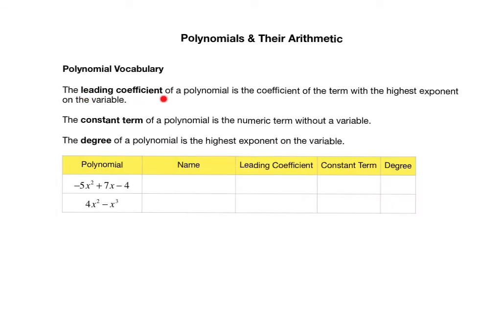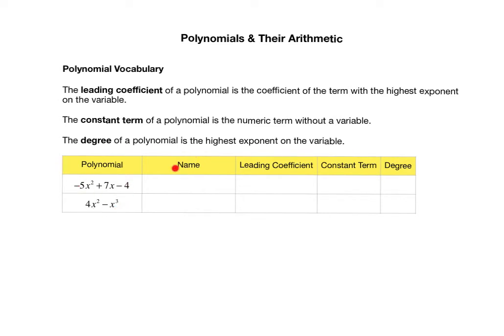Let's take a look at a few more terms associated with polynomials. The leading coefficient of a polynomial is the coefficient of the term with the highest exponent on the variable. We're going to look at a couple of examples in a moment. The constant term of a polynomial is the numeric term without a variable, and the degree of a polynomial is the highest exponent on the variable. We are primarily going to be working with polynomials of one variable in this class. So notice there's just x in here. x squared, of course, is related to x. It's x times x. There's not an x and a y, for example. So we're going to look primarily just at polynomials of x, which these are 2 examples of.